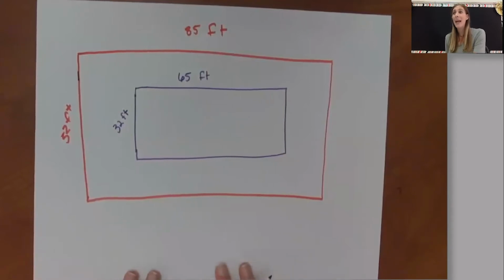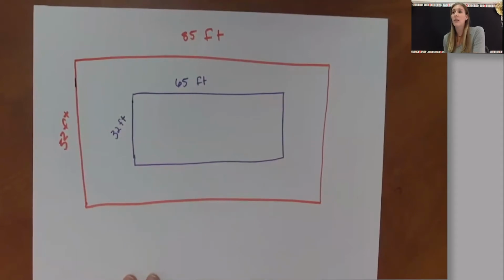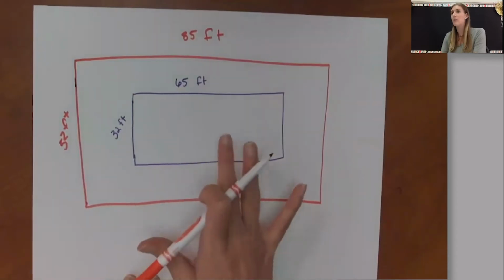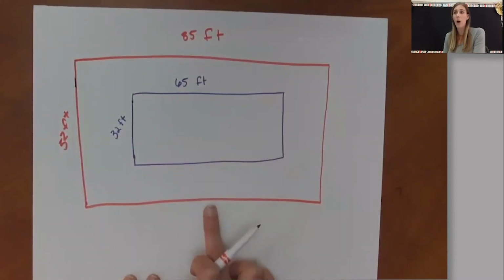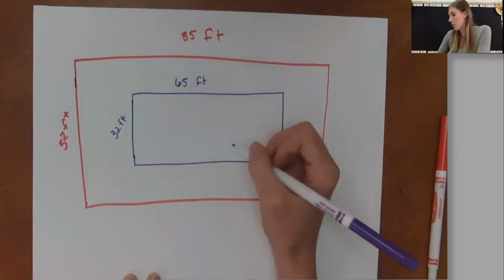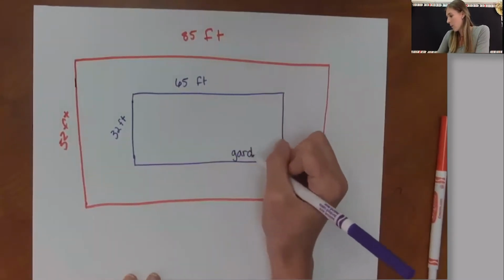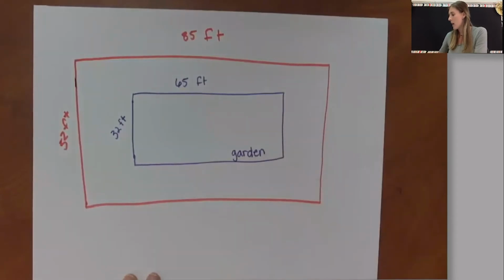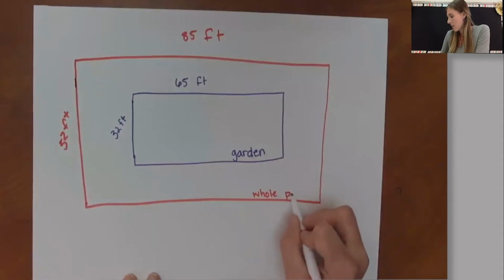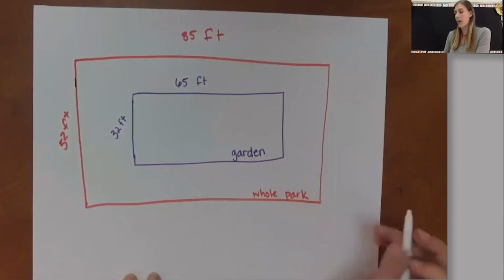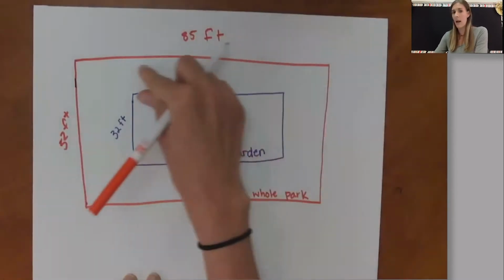I'm hearing some excellent ideas. One strategy is to find the area of each rectangle that we just drew. Then we can subtract the area of the smaller rectangle, the garden, from the larger rectangle, which is the whole park, including the portion of the park. Let's give it a try. I'm going to label, just so we don't forget, that this purple one represents our garden, and the red represents the whole park. And then we've got our walkway going around the garden.